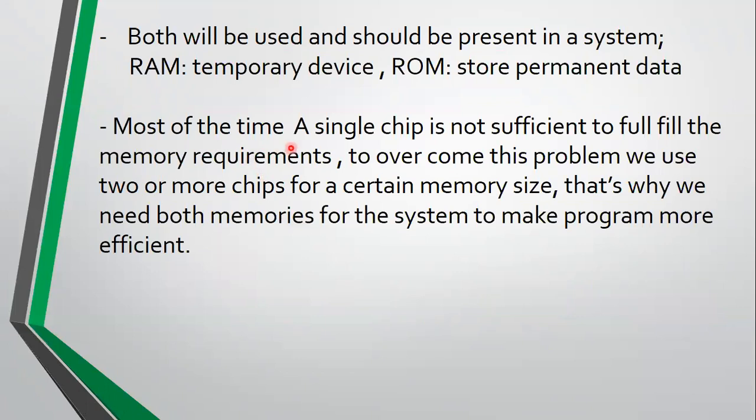One chip is not that sufficient. So mainly we use two or more chips. For example, the RAM and the ROM both are important to be present in the system to maintain a more efficient program for a certain memory size needed.